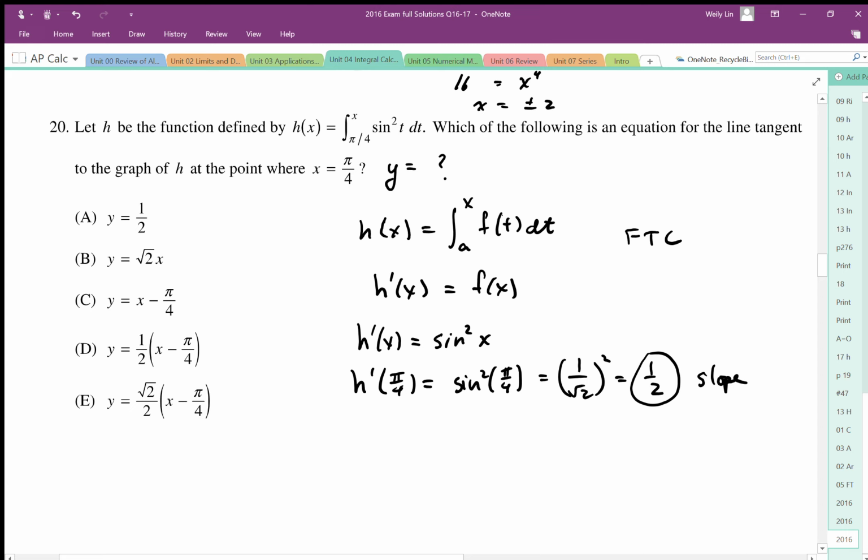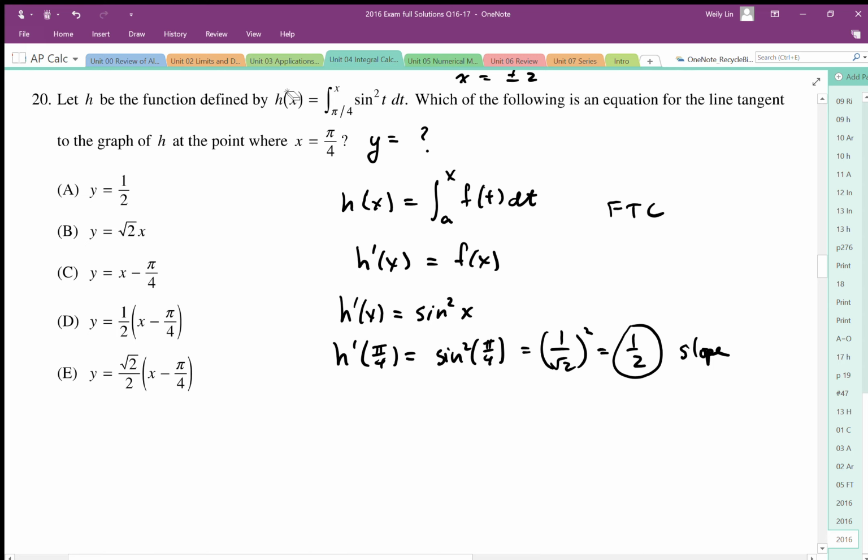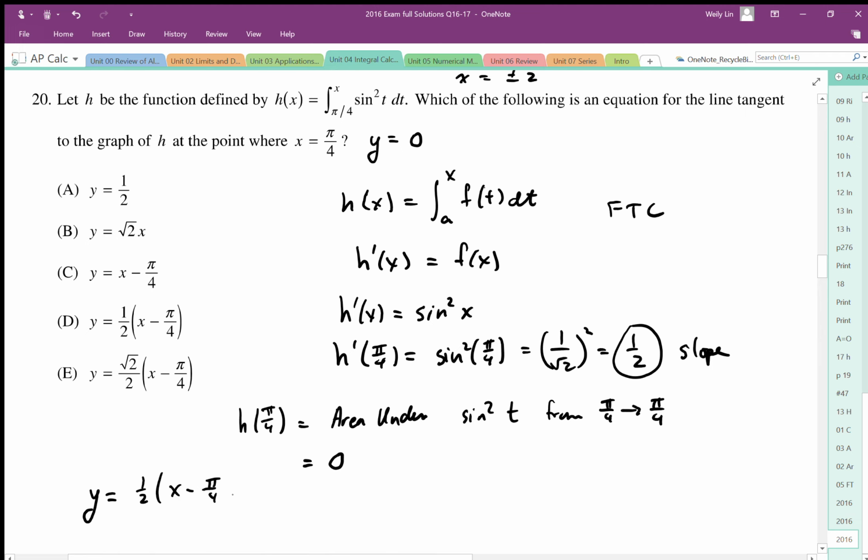To get the y coordinate, I want to find the area under the curve. The value of h at x equals pi over 4 is the area under the curve. So I'm just going to write this out. h of pi over 4 is equal to the area under the curve sine squared t from pi over 4 to pi over 4. Well, if I'm finding the area from pi over 4 to pi over 4, that area must be 0. So the y value here must be 0. So then the equation of the tangent line becomes y equals slope 1/2 times x minus pi over 4 plus 0. So when I look at my answers, D is the answer for this question.